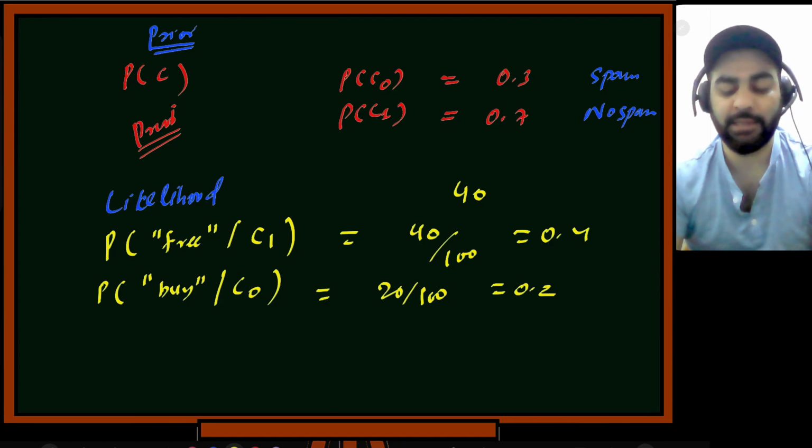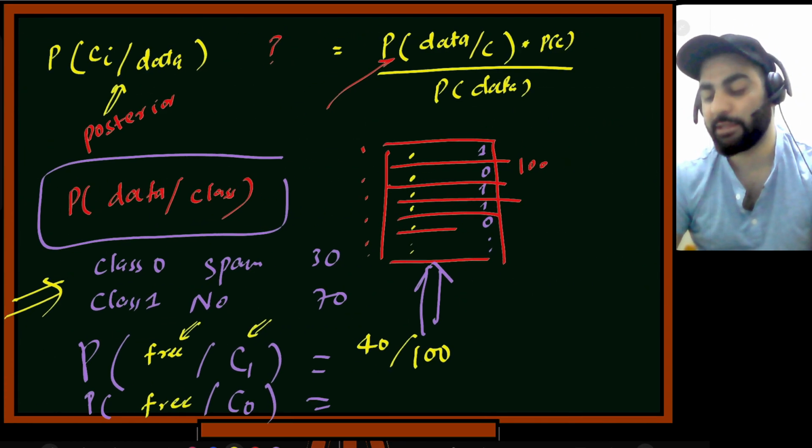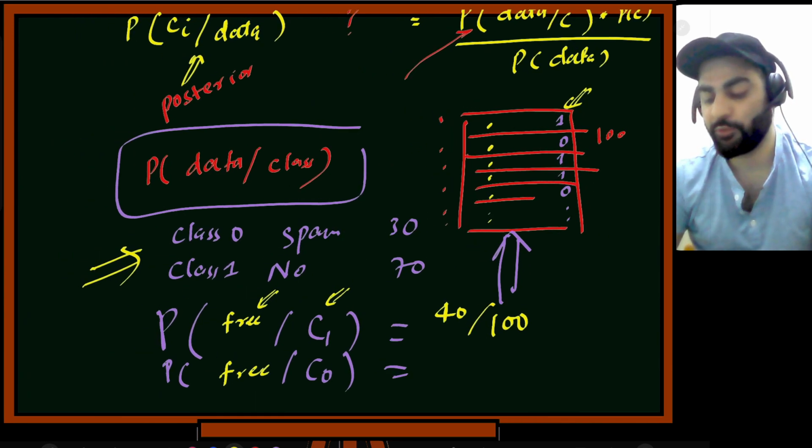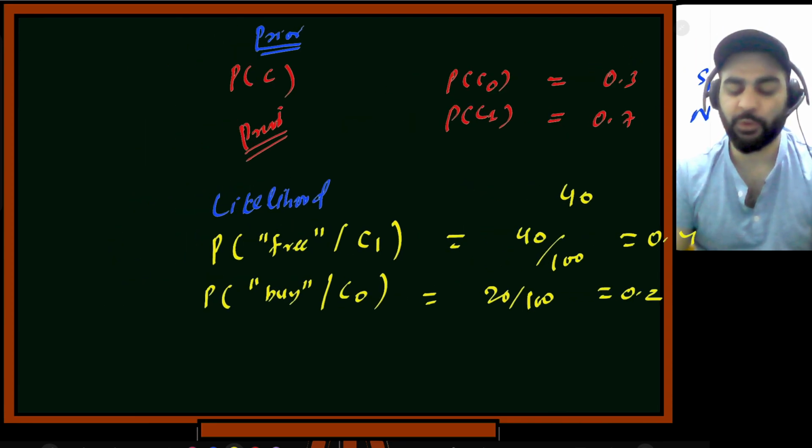Okay, prior is like you have some prior belief. Out of the total 100 emails, you see this on the labels. You saw the labels, you saw that 30% of the mails were spam and 70% were not spam. Okay, I explained the posterior.